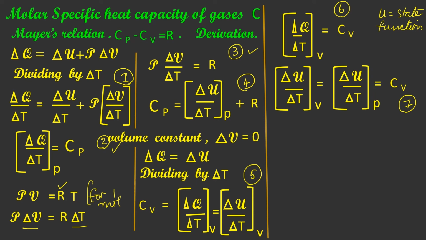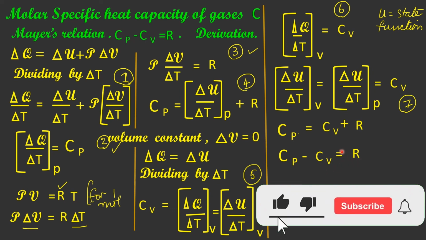Substituting equation 7 in equation 4, Cp is equal to Cv plus R, because Cv is equal to delta U by delta T at constant pressure, this quantity. I hope it is clear. Earlier we got the relation Cp is greater than Cv. Now we have Cp is equal to Cv plus R. From this we get Mayer's relation, that is Cp minus Cv is equal to R, the universal gas constant. We have simply shifted this Cv to the left hand side.